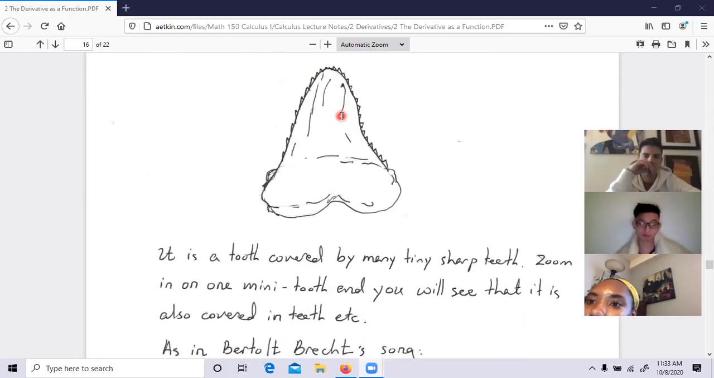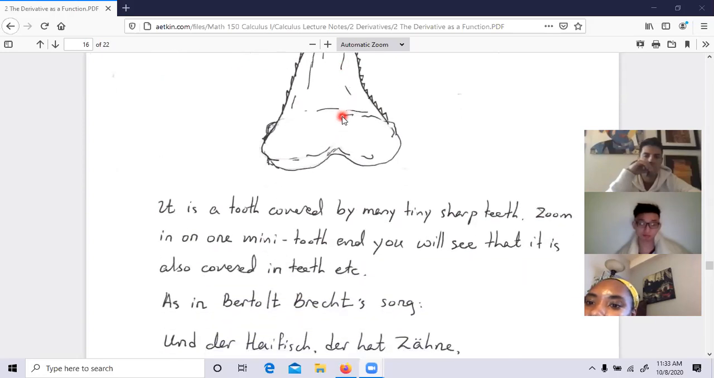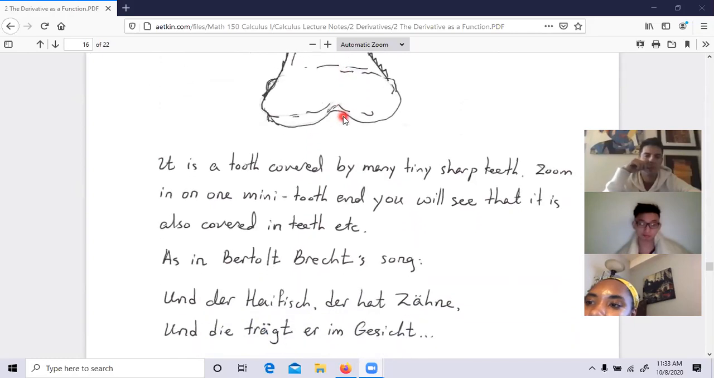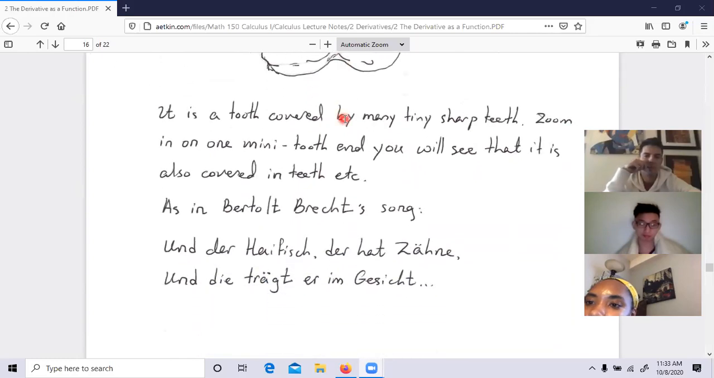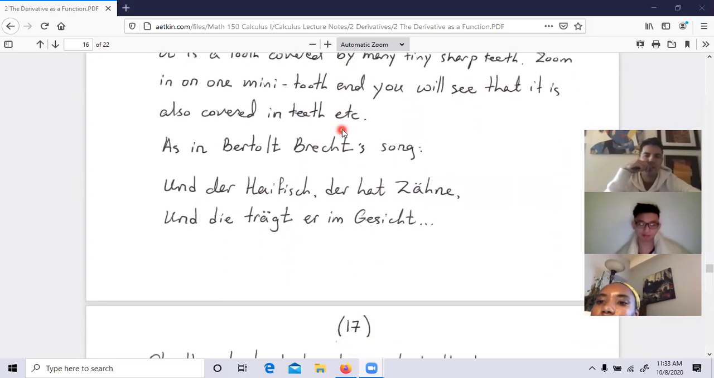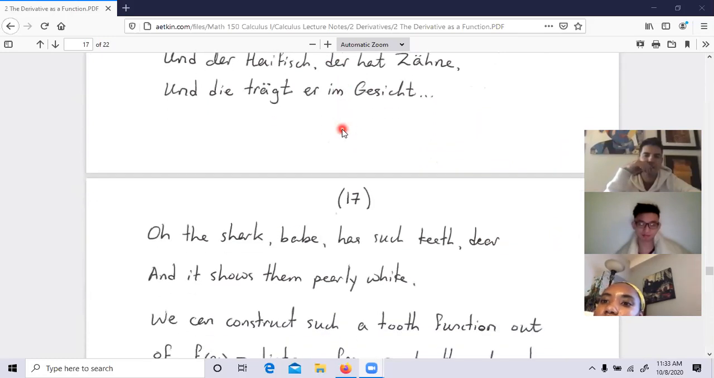If you know Bertolt Brecht's song, it was pretty popular. I like it in German. I can play it to you if you want to. In English, there's a translation of it, but the English one kind of doesn't get me, right? Und der Haifisch, der hat Zähne und die trägt im Gesicht. Which means, oh, the shark, babe, has such teeth, dear, and it shows them pretty white, pearly white. But that's not exactly that.